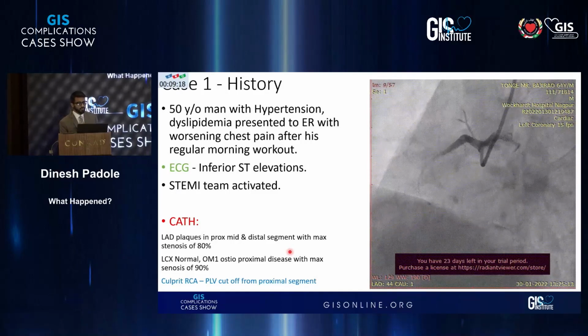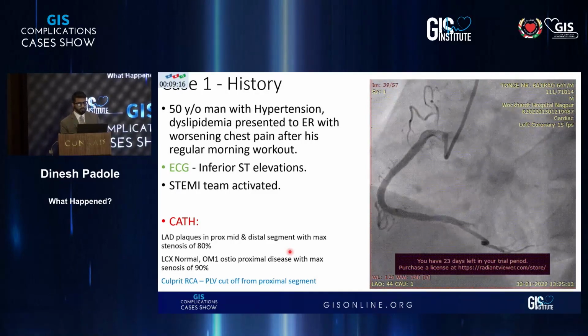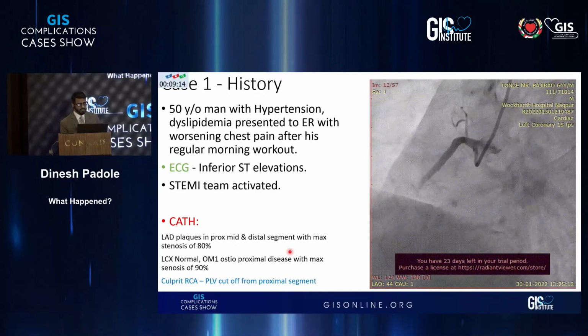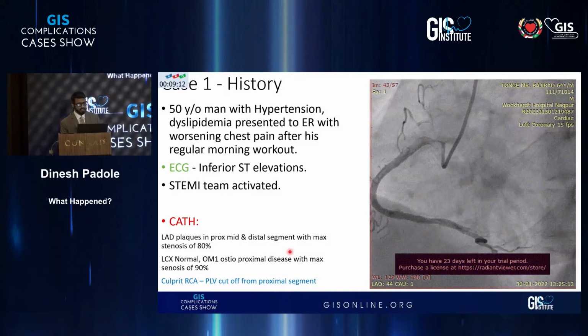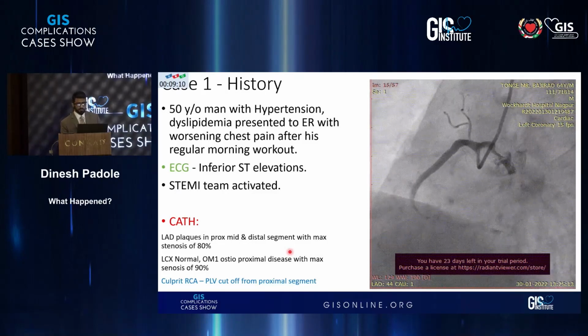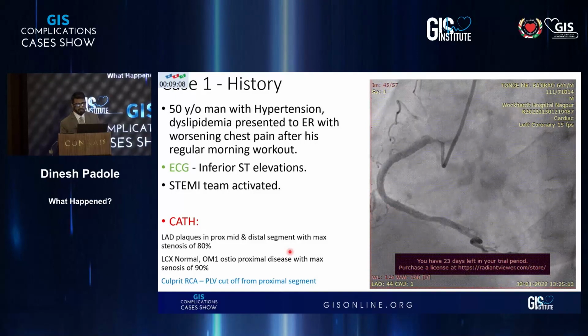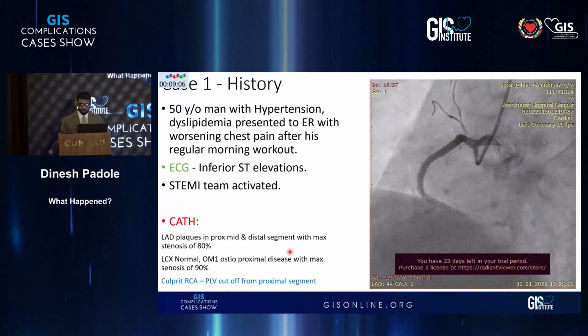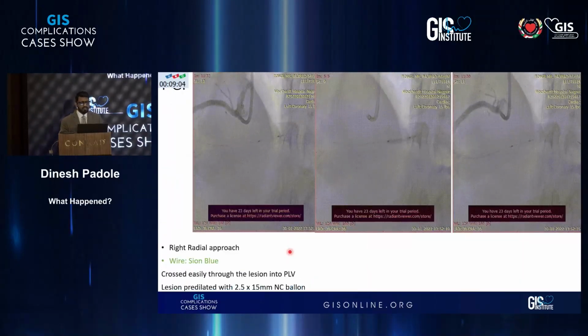The cath showed triple vessel disease. LAD was diffusely diseased with maximum stenosis of 80%, LCX was okay, OM proximal 90%, but the culprit was RCA. The PLV was completely cut off from the proximal segment, as we can see. So went ahead with a regular primary angioplasty with stent to PLV, radial approach, Sion Blue wire, easily crossed into the PLV, lesion pre-dilated with a 2.5 into 15 mm non-compliant balloon.